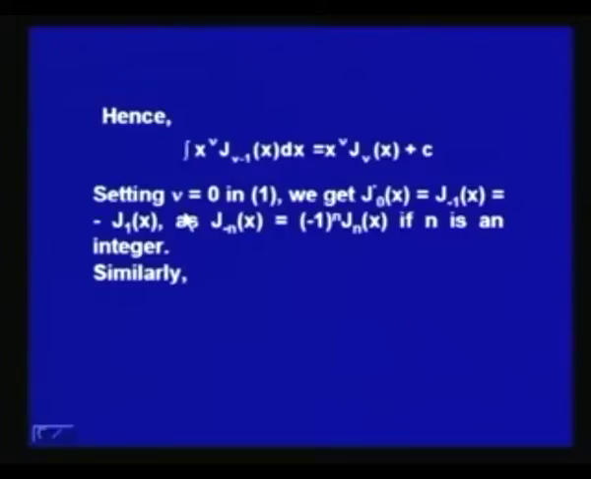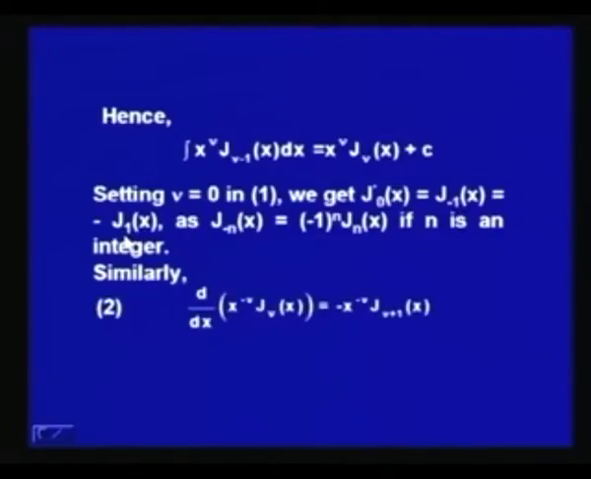If you set ν equal to 0 in that relationship, d/dx of x^ν J_ν(x) equal to x^ν J_(ν-1)(x), we obtain that the derivative of J_0(x), that is J_0'(x), is equal to J_(-1)(x), and we know that J_(-n)(x) is equal to (-1)^n J_n(x) when n is an integer. So, J_(-1)(x) will be equal to -J_1(x), and therefore J_0'(x) is equal to -J_1(x).